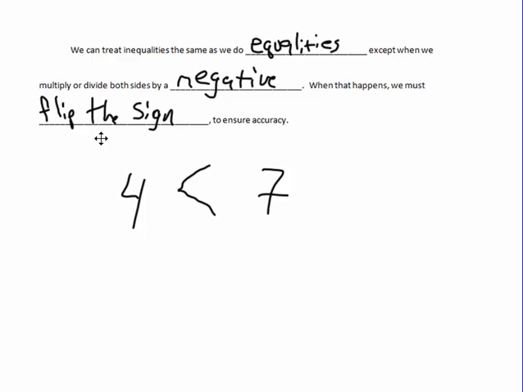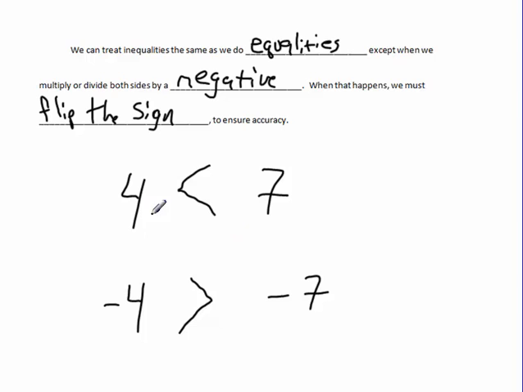Well, okay, let's multiply 4 by negative 1. That's going to give us negative 4, right? And if we multiply 7 by negative 1, we end up with negative 7. Now, which one is bigger? Is negative 4 bigger than negative 7, or is negative 7 bigger than negative 4? Well, negative 4 on that number line is going to be bigger than negative 7. So what happened? When I multiplied both sides of this inequality by negative 1, my sign must flip.